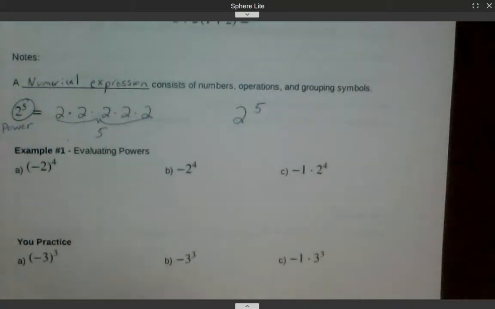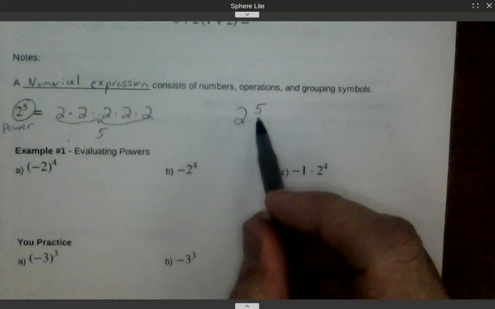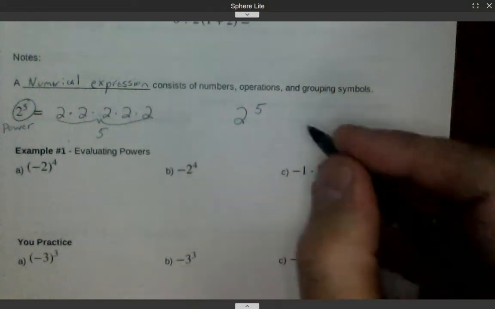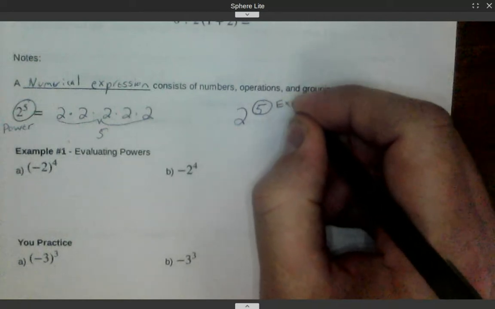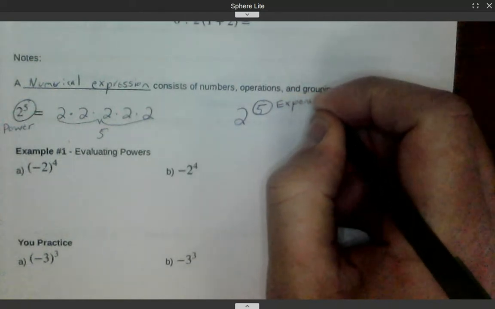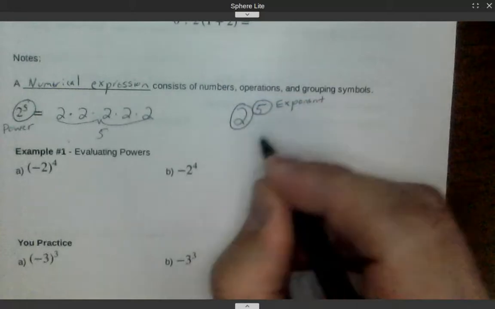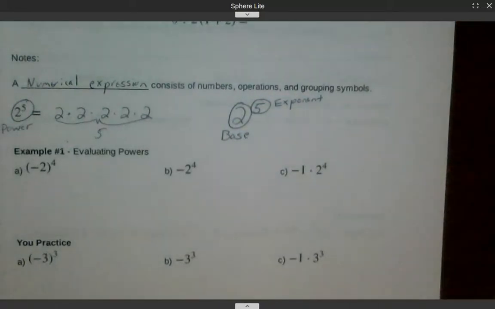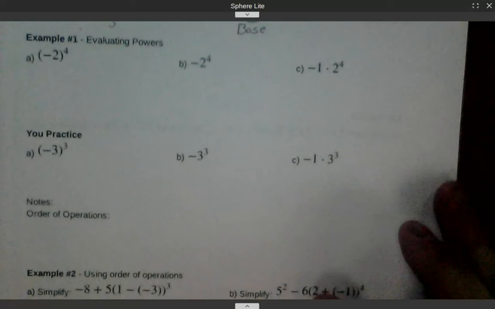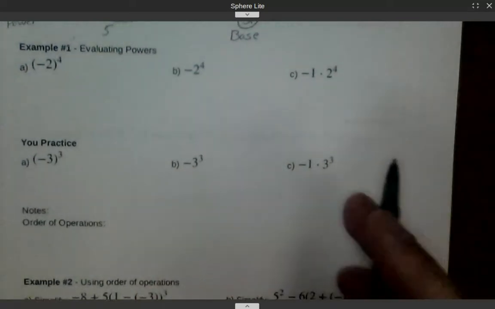Now, we also can break it up by the different parts of this power. The 5 is the exponent. The 2 is called the base. So let's go ahead and take a look at how to do some problems involving powers.